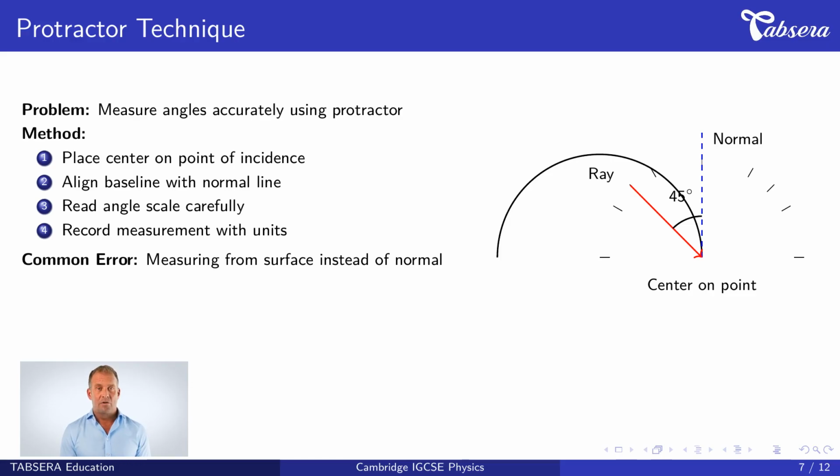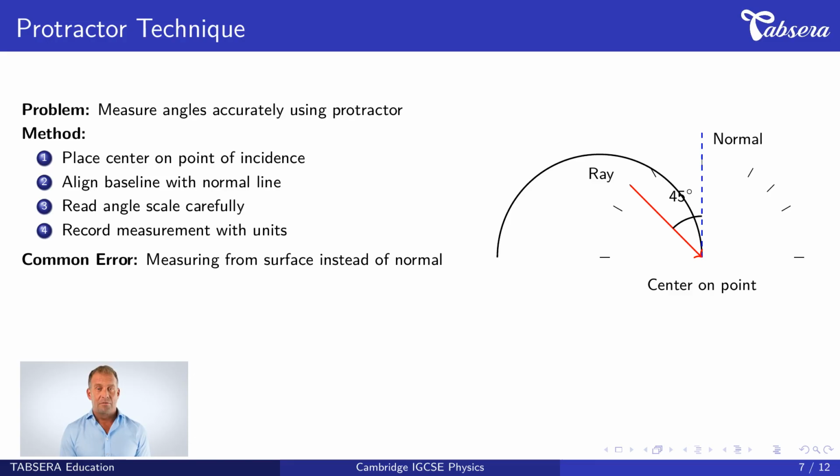Protractor technique is crucial for accurate measurements. The problem is, measure angles accurately using a protractor in reflection experiments. The method consists of 4 precise steps. First, place the center point of the protractor exactly on the point of incidence where the ray hits the surface. Second, align the baseline of the protractor with the normal line, not the reflecting surface. This is critical for correct measurement.